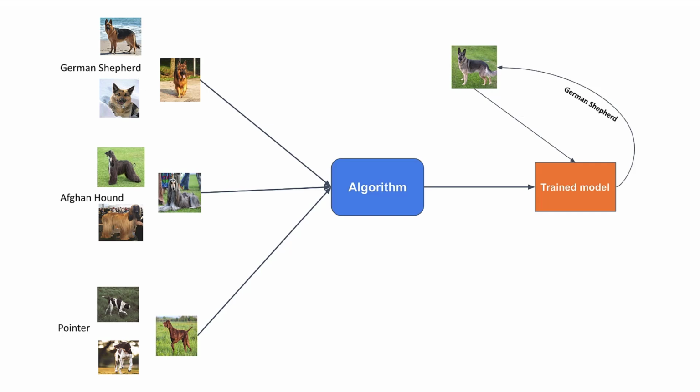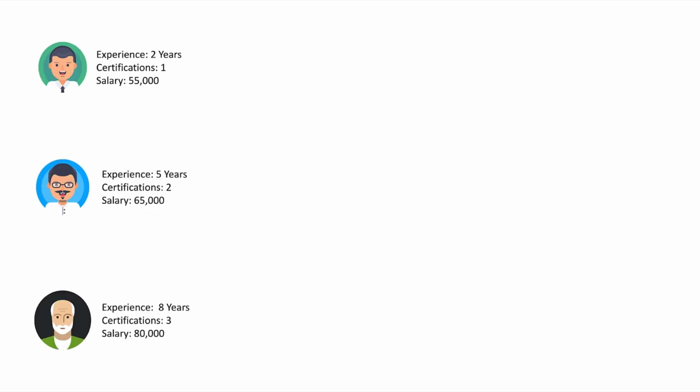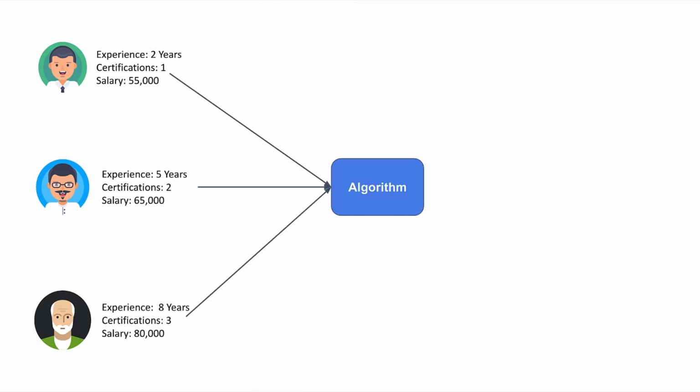Similarly, let's look at another example. Let's say we want to train a machine learning model to predict the salary of a person based upon his experience and certifications. To do that, we are firstly going to collect the dataset, and the dataset will consist of the experience, certification and salary of different persons. After getting the dataset, we are again going to pass it to our machine learning algorithm. Our algorithm will find the pattern and we will get our trained model.